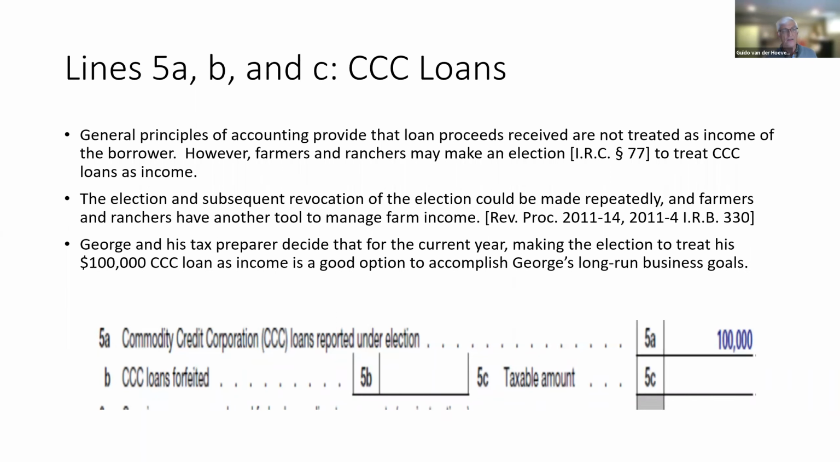In this case, we've got George and his tax preparer. They worked together. They looked at, for the current year, making the election to treat his $100,000 CCC loan as income is going to be a good option relative to his long-run business goals. So you see box 5A is going to say reported under the election, $100,000.